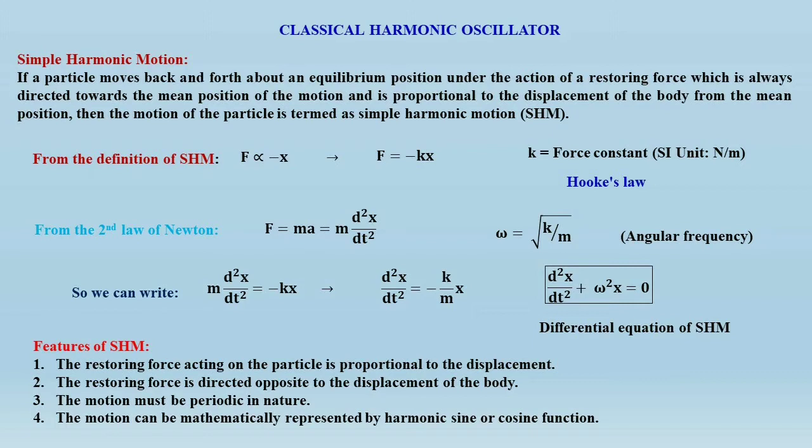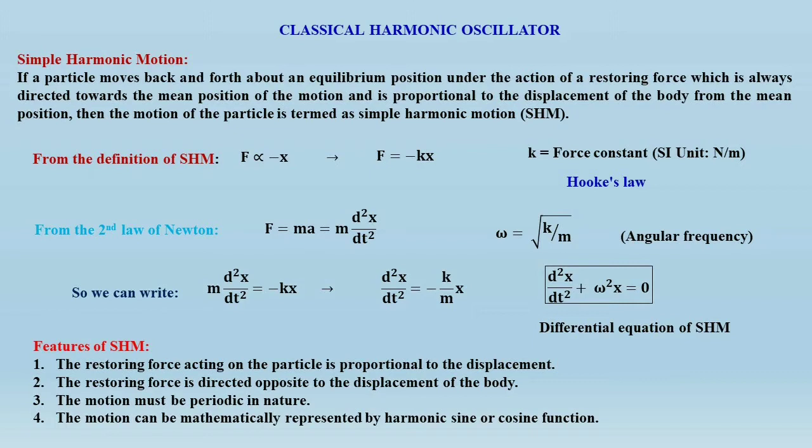So F was proportional to minus x. So F equal to minus kx, k was called the force constant. Now, if we apply Newton's second law, that is force is mass into acceleration, then m d2x/dt2 is equal to minus kx. From where, if we write k by m as omega square, we get the differential equation for simple harmonic motion: d2x/dt2 plus omega square x equal to 0. Omega is called the angular frequency or natural frequency of vibration. It is root over of k by m, k being the force constant and m the mass of the object.